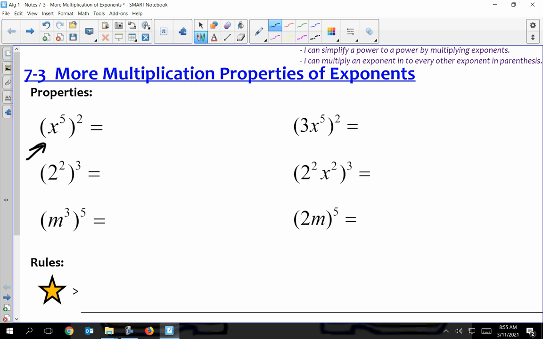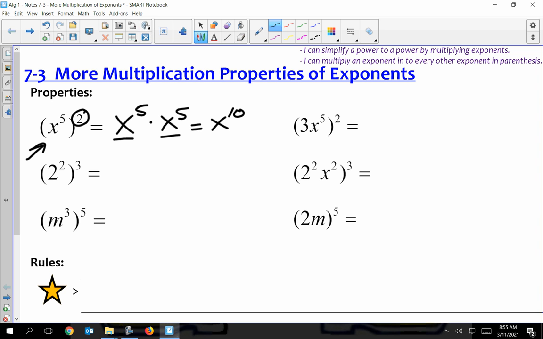When you have something like this, with an exponent outside the parentheses, it really means that I'm going to do this. That's what it's telling me to do. And from the last section, when we had an example like this, if the base is the same, I want to add the exponents. So I would get that.